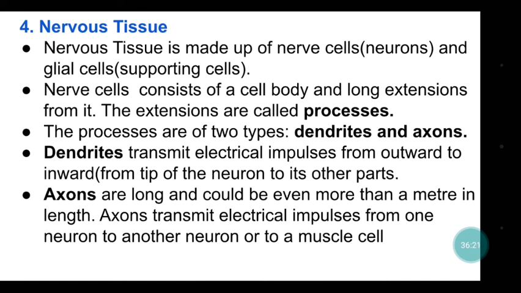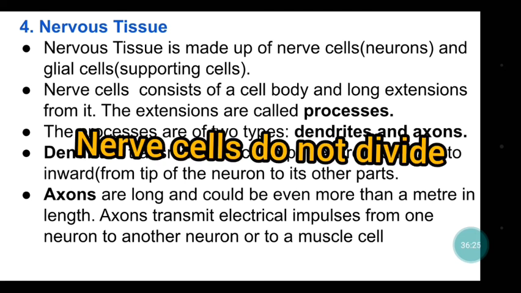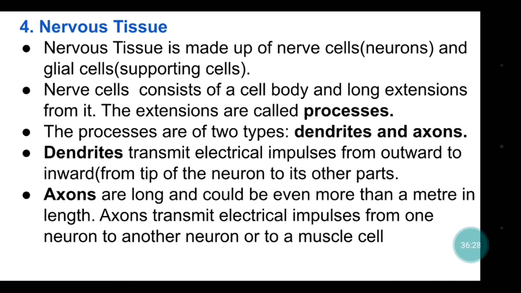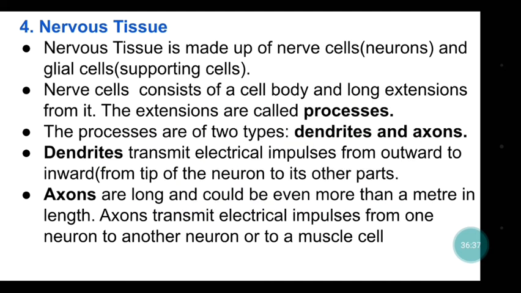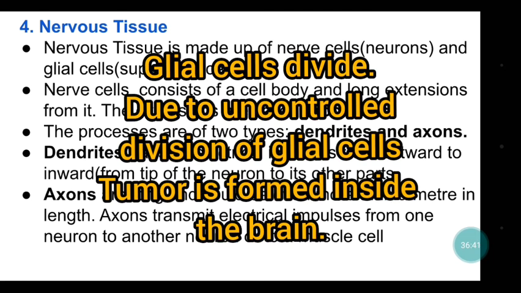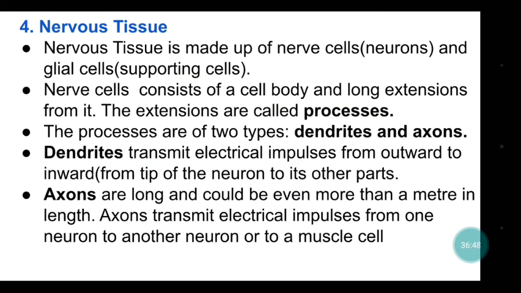You might have heard of a brain tumor or something going wrong in the brain. Nerve cells do not divide. Once formed, they won't divide, so their number is fixed. But the glial cells divide, and due to uncontrolled division of glial cells, tumors occur in some people.